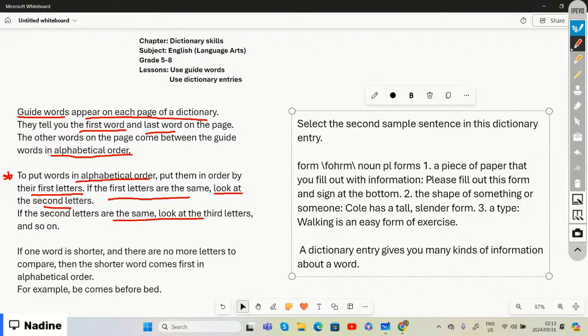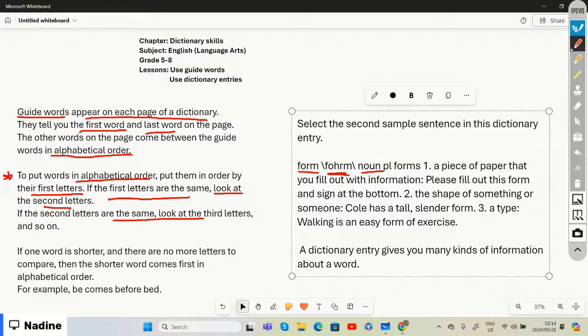All right, so now we're going to a sample sentence in a dictionary entry. If you have your dictionary, and now you're looking for the meaning of a specific word, you will basically find the meaning of the word. For example, if we're looking for the word form, that will give you the meaning of the word form, right? This over here is how you pronounce the word form. It will then tell you that form is either a noun, or an adjective, an adverb, whatever the part of speech it is, right?